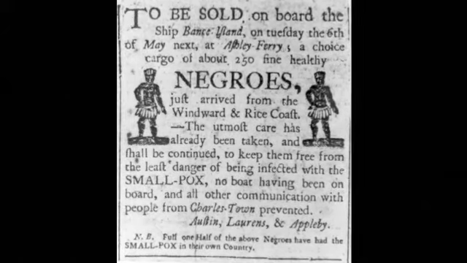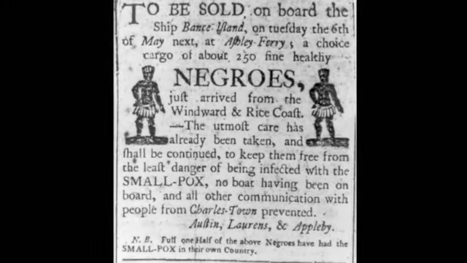The slave system was actually brought to the Carolinas by settlers from Barbados. And those that did come from England went to Barbados and both got their slaves and took the slave system from that island. So what happens in the South is a very strict race-based slavery system in addition to this hierarchical system.